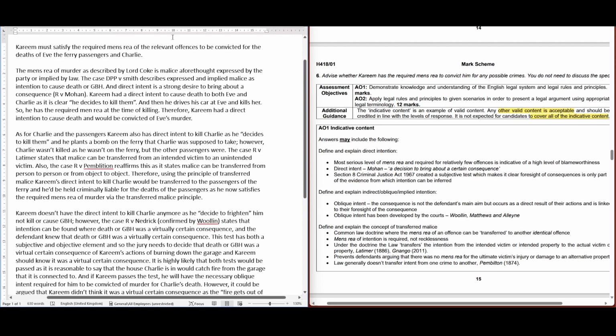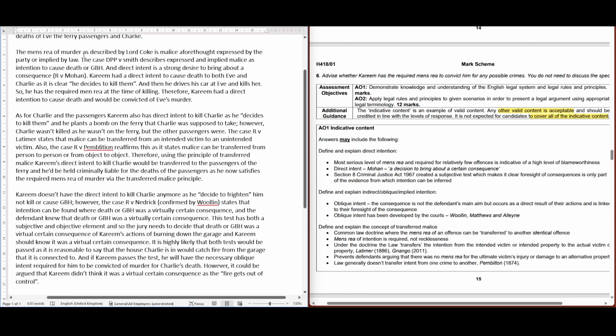This introduction is not necessarily relevant, but it can be useful for the examiner and for you when structuring your answer. The mens rea of murder, as described by Lord Coke, is malice aforethought expressed by the party or implied by law. The case, DPP v Smith, describes expressed and implied malice as intention to cause death or GBH, and direct intent is a strong desire to bring about a consequence.